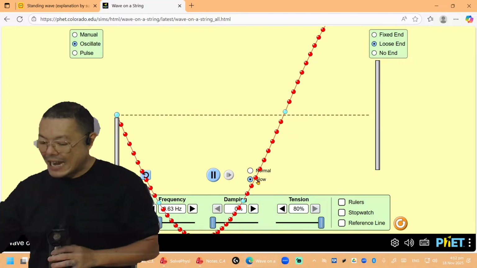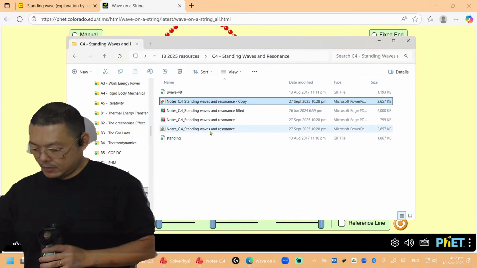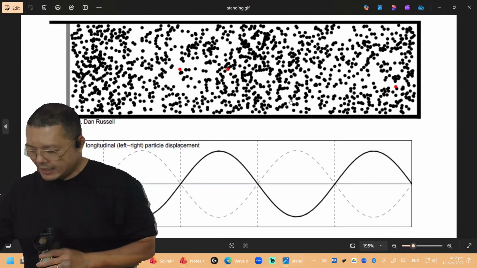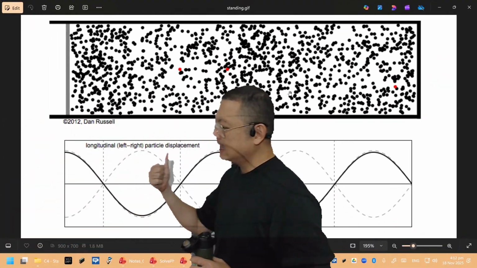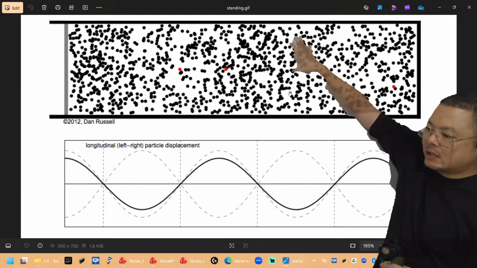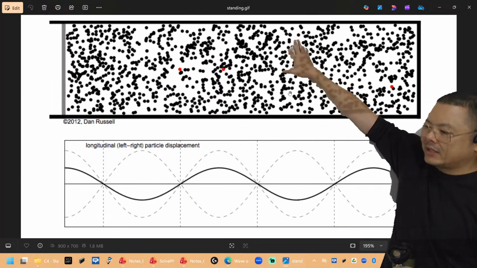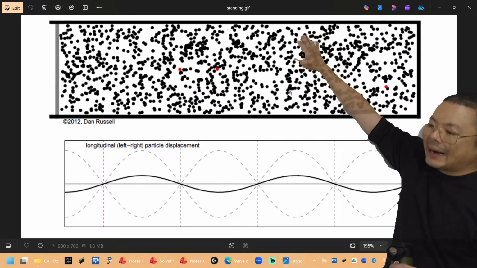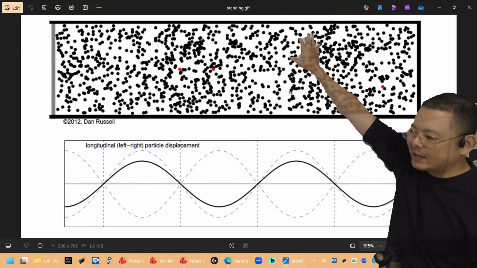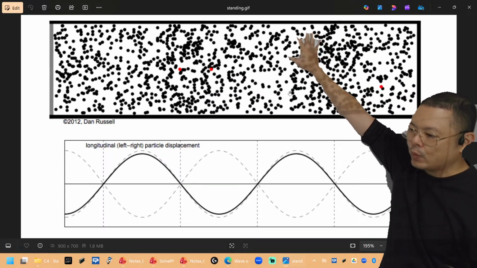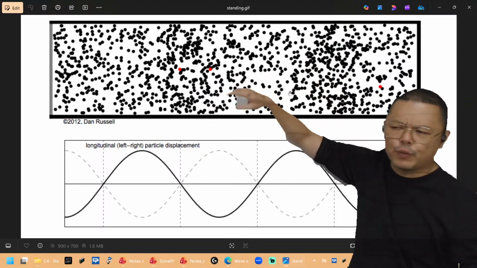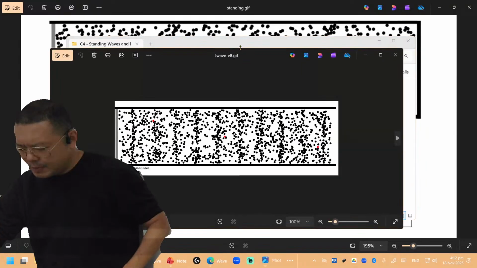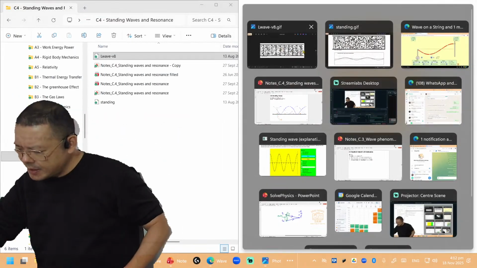Let me show you how a standing sound wave looks. This is a standing sound wave. Like this picture here, all these black dots are air particles, and these are how the air particles move when you get a standing sound wave. How do the air particles move when it's a longitudinal traveling wave? It looks like this. Let me show you side by side.